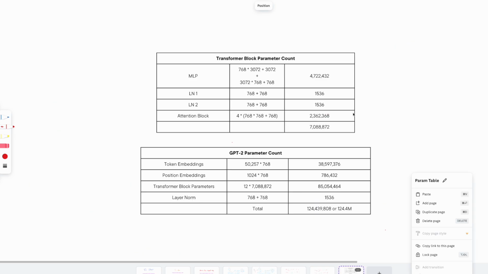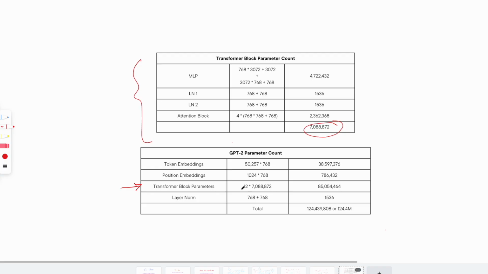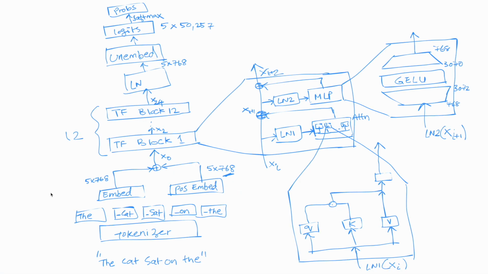So if you go back to the parameter count, you can see the way I've calculated these numbers: MLP, LN1, it's 12 times this for transformer block parameters. And then token embeddings, position embeddings. You don't see an unembed here because these parameters are shared. So altogether, you end up with 124.4 million parameters.